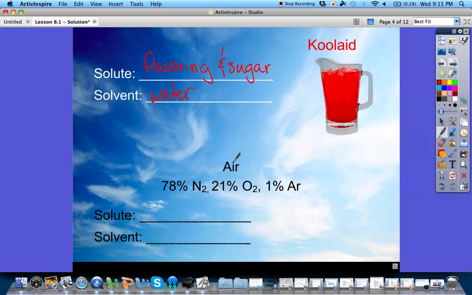Another solution is the air in our atmosphere. Air is 78% nitrogen, 21% oxygen, and 1% argon. So take a look here. What has the smaller amount in air? Well, it's oxygen and argon. So our solute is going to be oxygen and argon. Our larger amount is nitrogen, and so that is going to be our solvent.